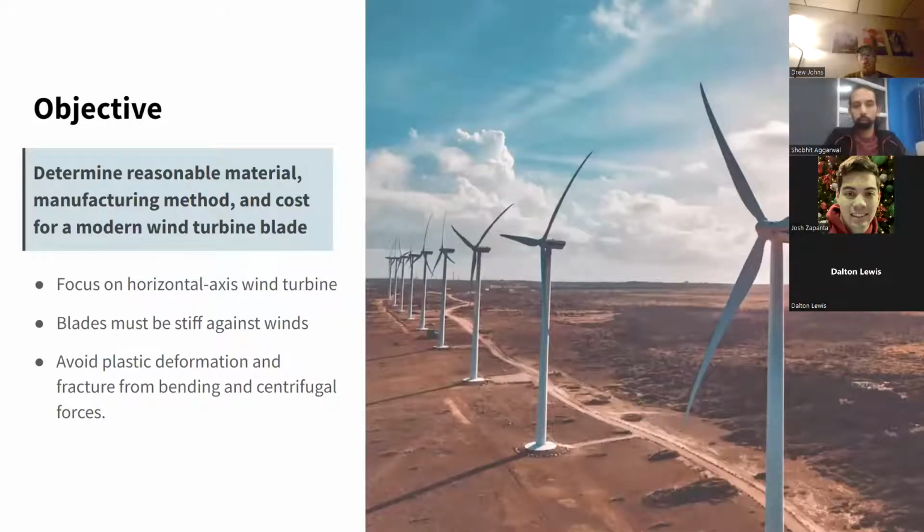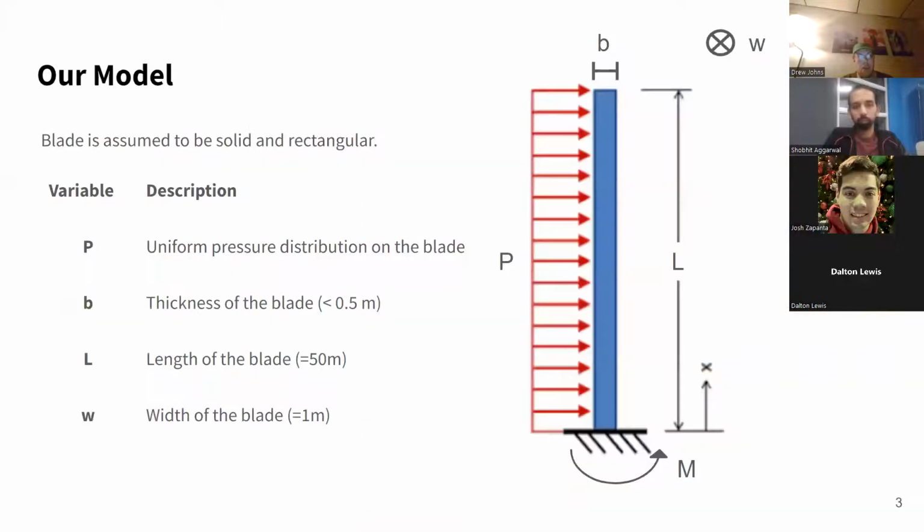We want to determine a reasonable material, manufacturing method, and an approximate cost for one horizontal axis wind turbine blade. Some immediate thoughts that come to mind are that the blades must be stiff against the wind, and we generally want to avoid plastic deformation, along with a variety of other material constraints that allow us to narrow down and focus and hone in on one particular material to make these blades out of.